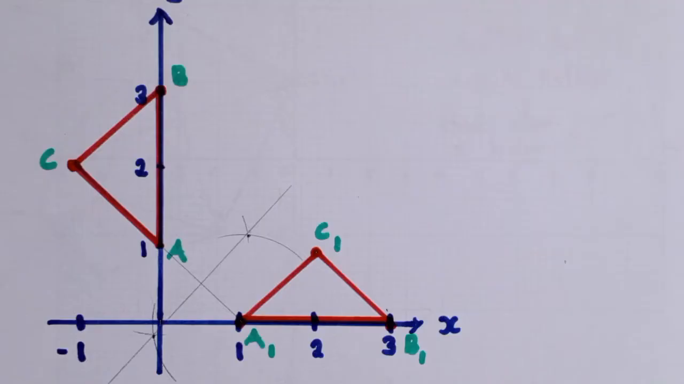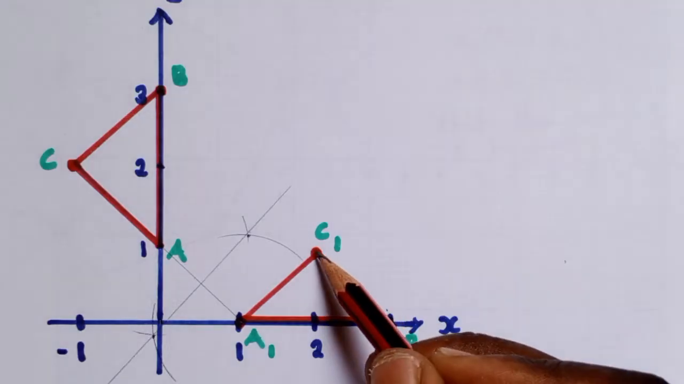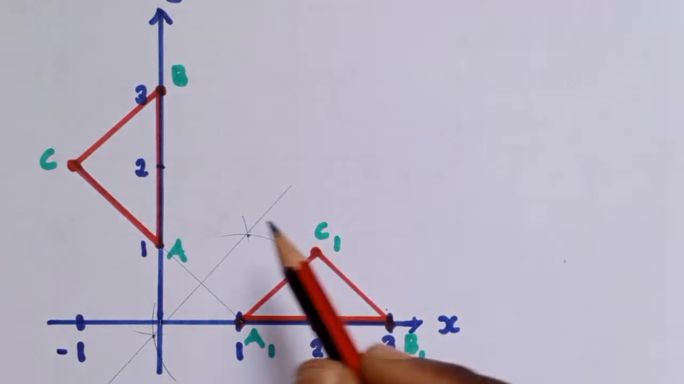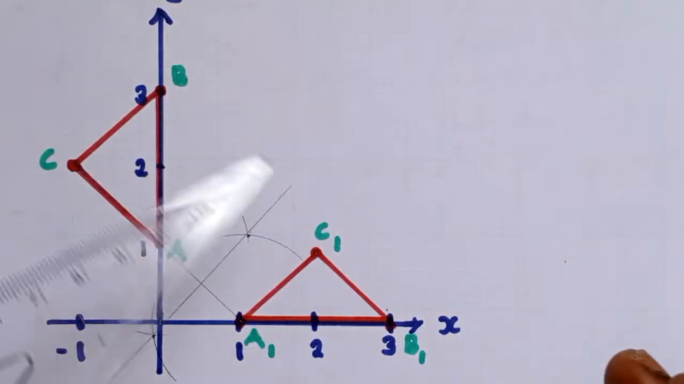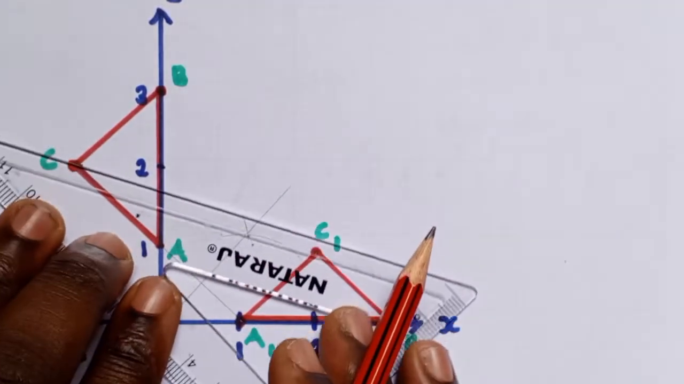Again, you do the same, pick the other two corresponding points. So I'm going to pick C, you see this C, and C1 right here. So you join them. So I'll join.